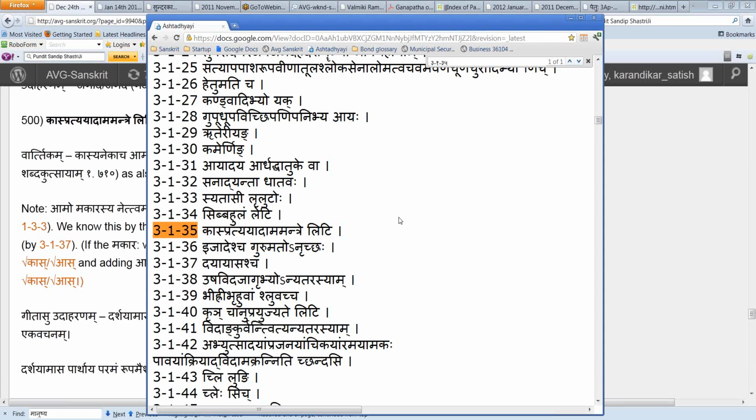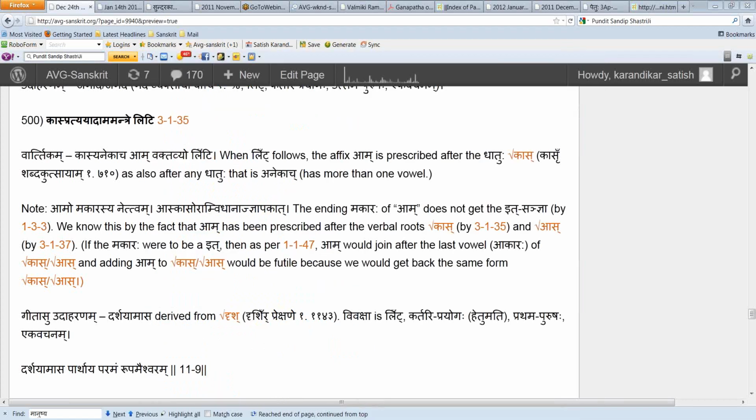So right now we are going to a new situation where we will not be using the 6.1.8 dvirvachanam of the dhatu's abhyasa in one part. We'll be using it in one part, not in the other part. Okay. So let's start. Let's see what we have here. The sutram says kas pratyayad amantre liti. That's what the sutram says.